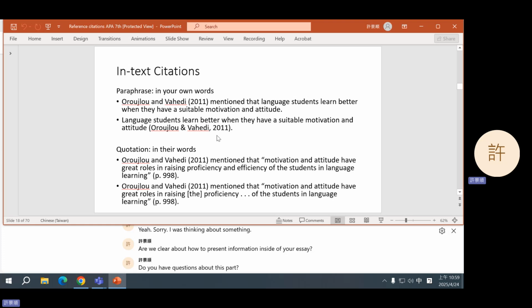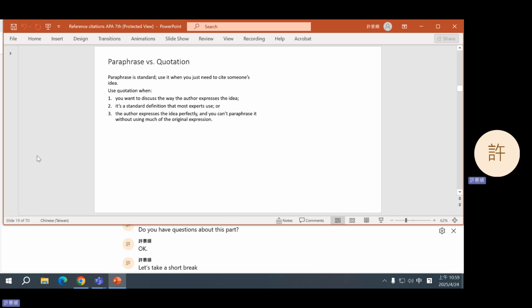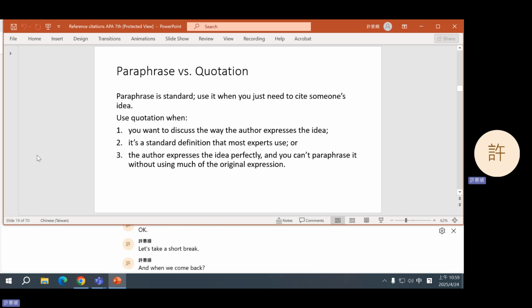Okay, let's take a short break, and when we come back, wait, hang on. I think I need to say this. I just said this, yes, I just said this.